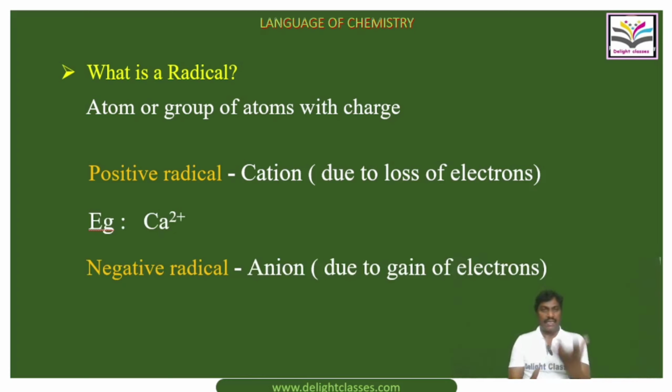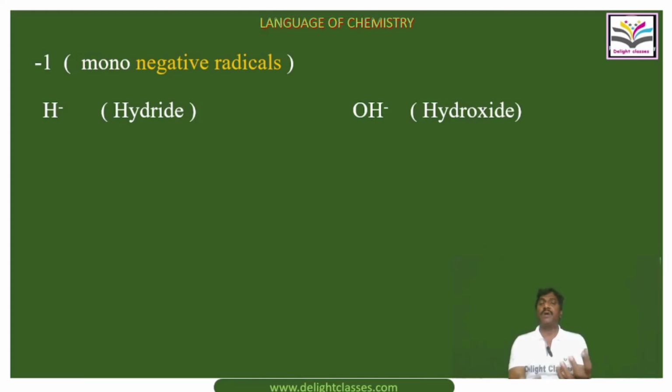Negative radical: a group of atoms or an atom carrying a negative charge. What does it mean? It gained electrons. The negative radical is an anion. Example, O2 minus. Oxygen gained 2 electrons. Now, some more examples are there for mono-negative radicals. We'll see one by one.